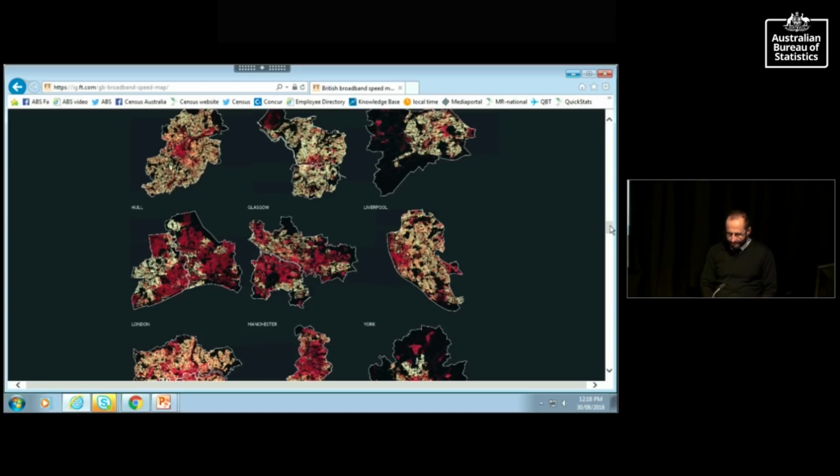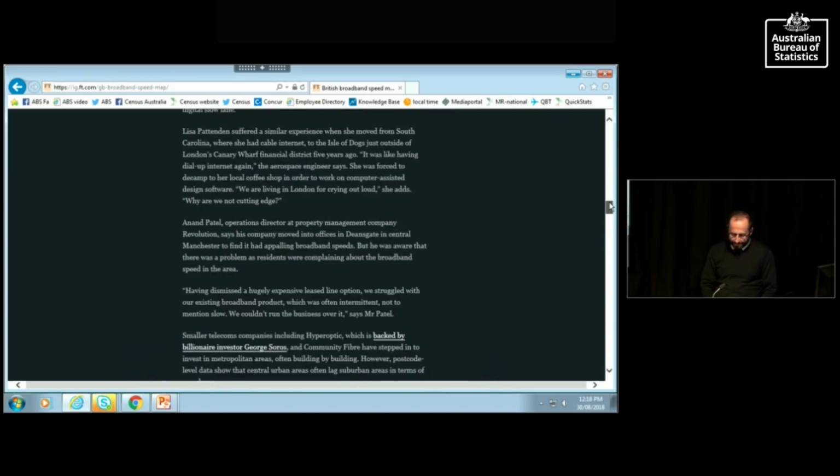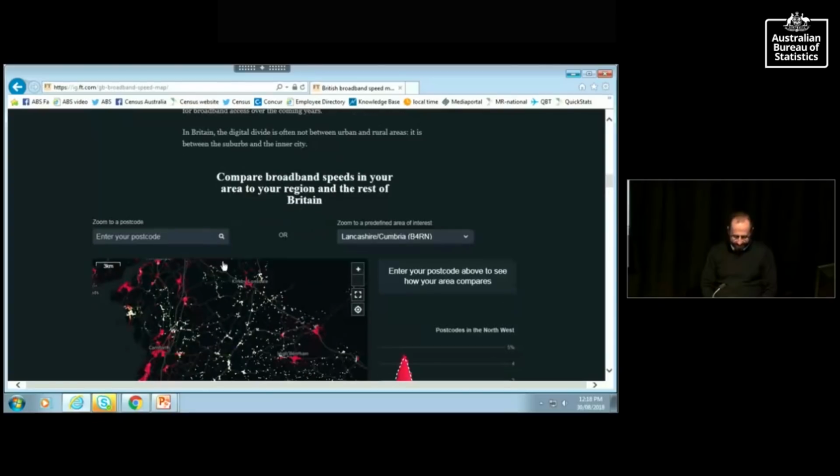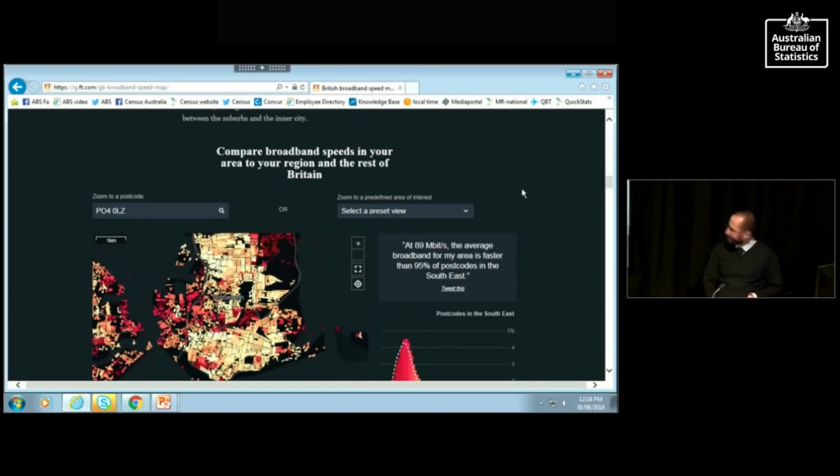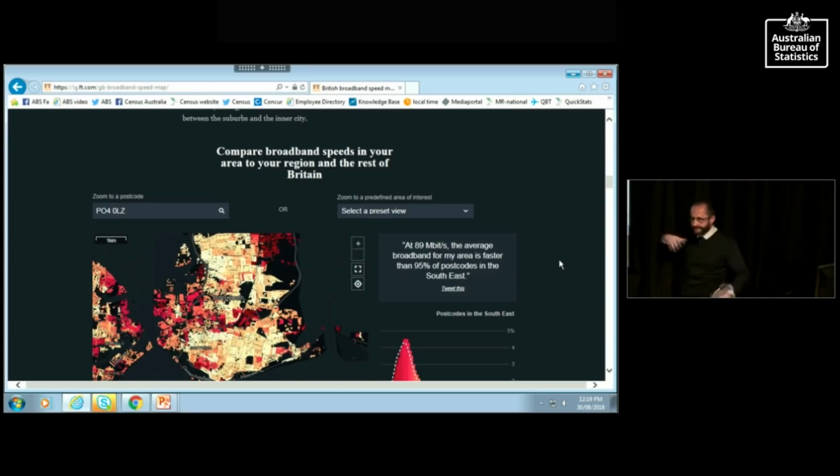And so you've got a mixture here of static graphics and also, right, pop in your postcode and you can see how your area compares, and it will zoom you off to go and do it. So it's down here, and then it allows you to tweet out how fast the average connection is in your area and how that compares and so on. So that's that visual, personal, social thing.